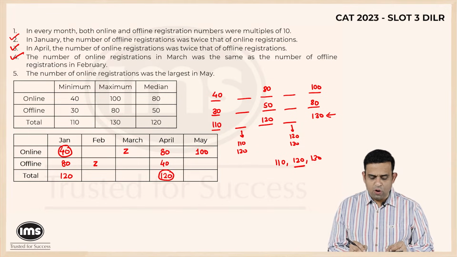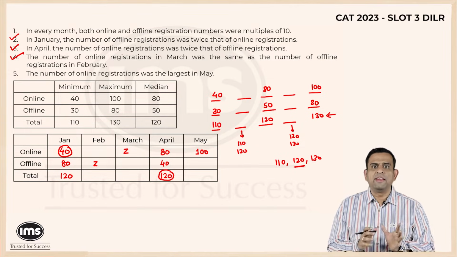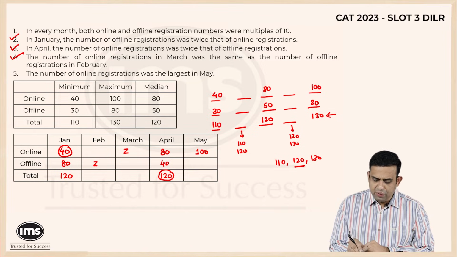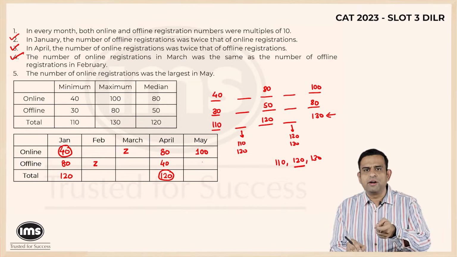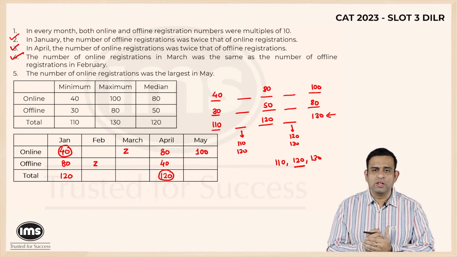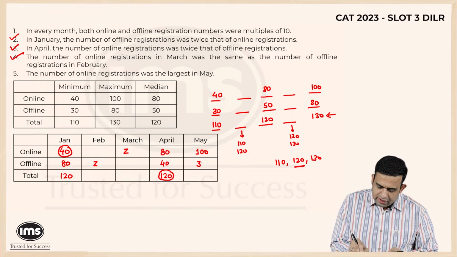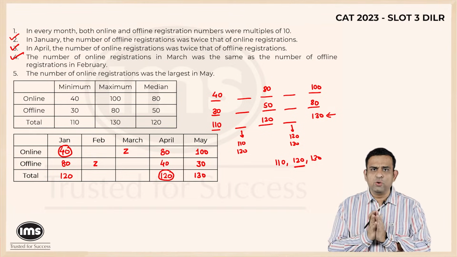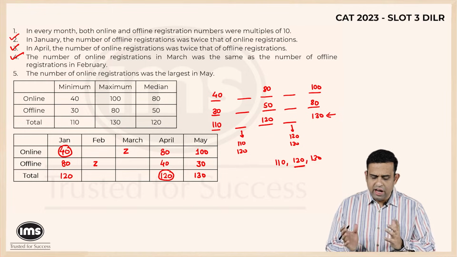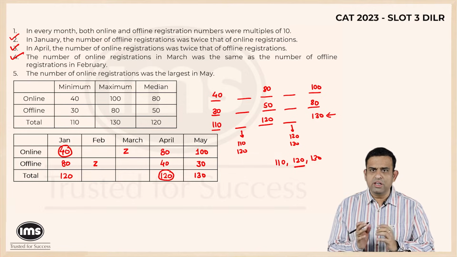Now the lowest for offline we know is 30, and the max I can basically have in the total is also 130. So please note over here we cannot have 100 plus 40 or 100 plus 50 because that is going to cross the mark of 130. So this has to be 30 here, and this will be 130. So at this moment we know the situation for January, April and May for sure, and we have to do some number crunching for the other 2 months.